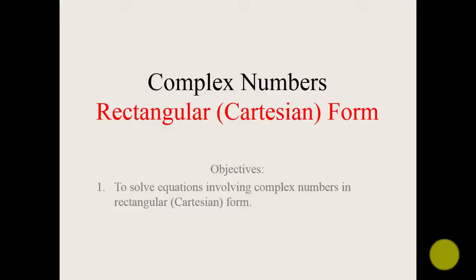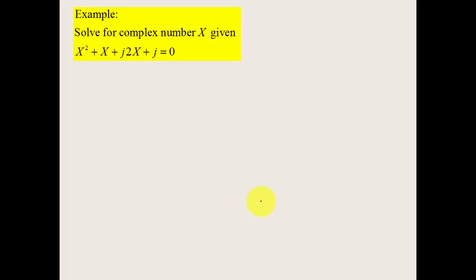In this video, we will learn how to solve equations involving complex numbers in rectangular form. In this example, we have to solve for the complex number x given this equation. Upon inspection, this looks like a quadratic equation, whereby you have an x squared term, x terms, and then a constant term, and that's equal to 0.